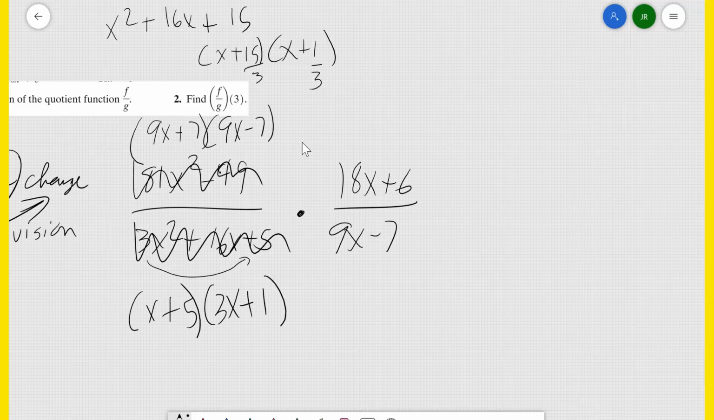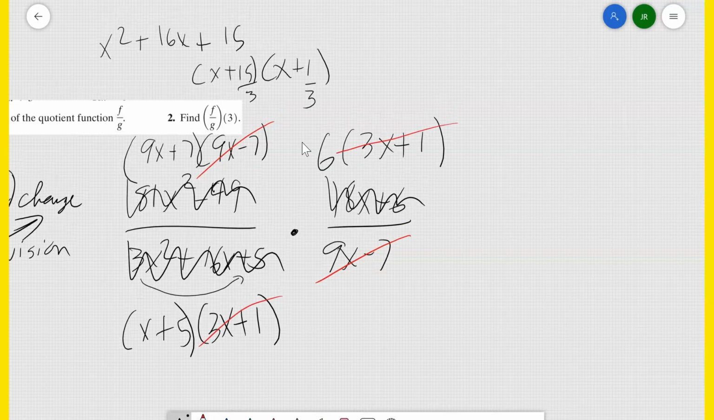So I'm going to scribble that out because I'm not looking at that anymore. The top right, I'm going to factor out a 6, and it's going to leave me with 3x + 1. So I'm not looking at that anymore. And the 9x − 7 on the bottom there will not factor. So now what can cross out? The 9x − 7 on the bottom can cancel out with the 9x − 7 on top. The 3x + 1 there can cancel out with the 3x + 1 there.